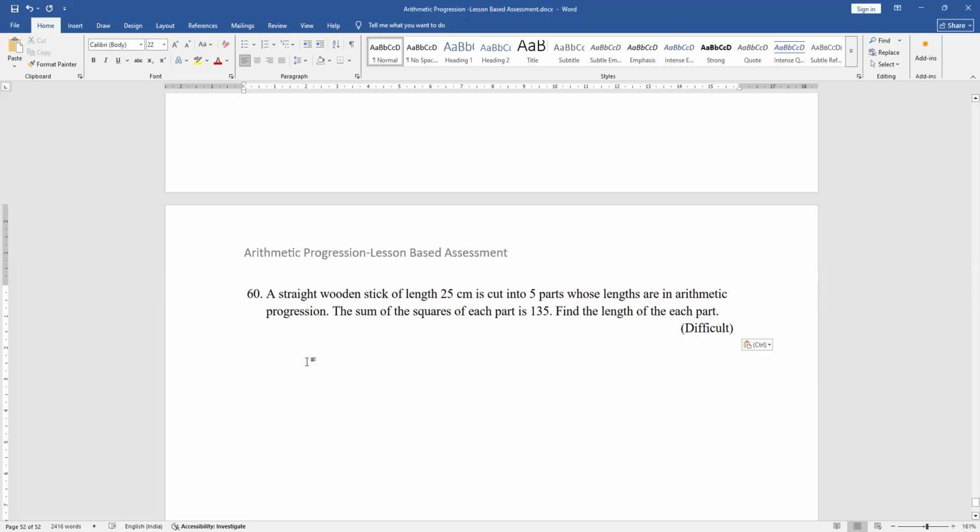Now let us take the 60th problem. A straight wooden stake of length 25 centimeter is cut into 5 parts whose lengths are in arithmetic progression. The sum of the squares of each part is 135. Find the length of each part.